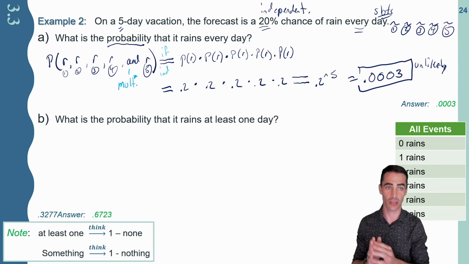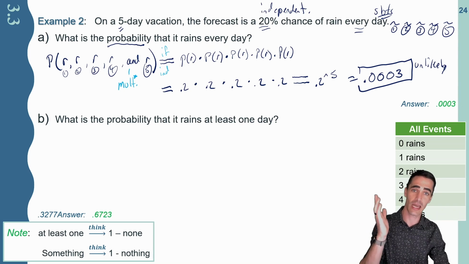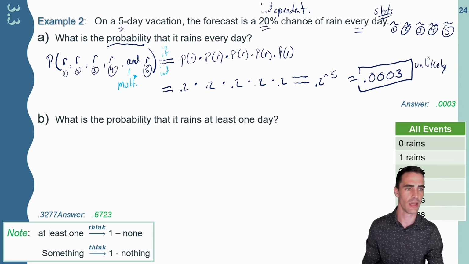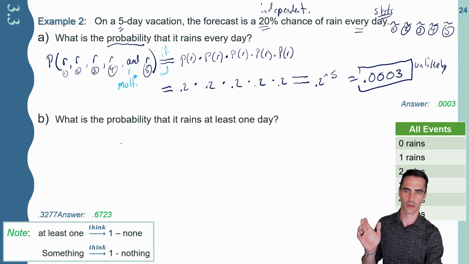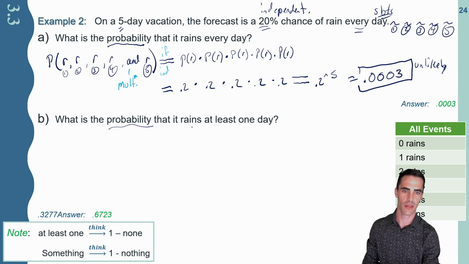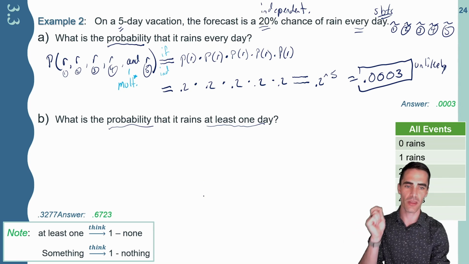Which hopefully is a good thing. If we're planning this vacation and you hear 20% chance of rain, you're like, we're never going to get outside. But when you look at that, if things are independent, the probability that it's going to rain every single day, not likely. And hopefully that gives us assurance. But maybe we're interested in a different perspective. What is the probability that it rains at least one day? I have a little table here we'll use to answer this question.